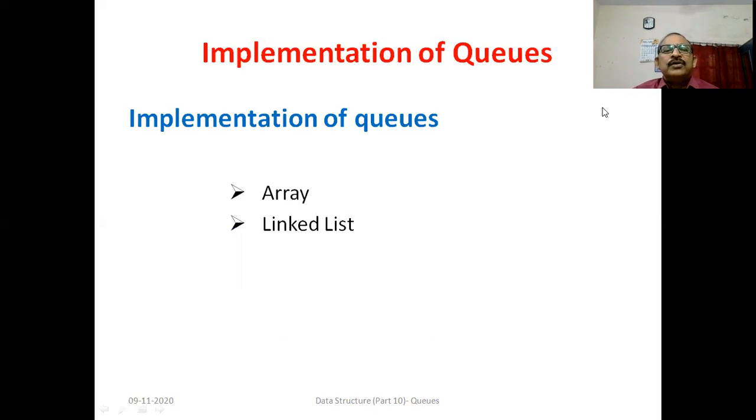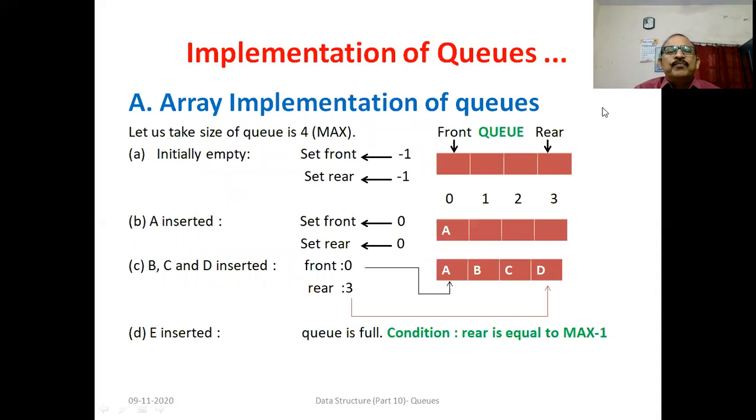Now, the next topic is implementation of queues. How will we implement a queue in computer memory? There are two ways we can implement a queue in computer memory. First is the array and next is the linked list. Let us start with how we implement a queue with the help of an array.